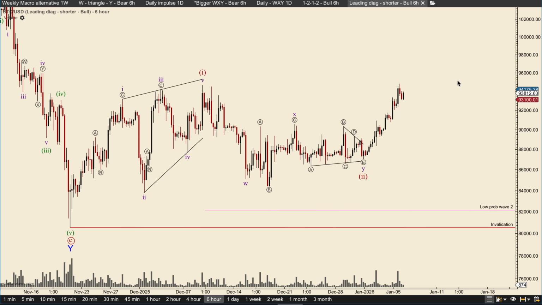So it doesn't have the highest probability, and also, as I have mentioned before, ABC, this wave 3 in this presumed leading diagonal doesn't look great.